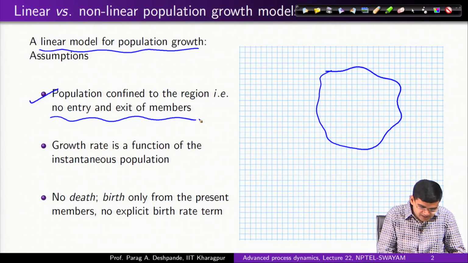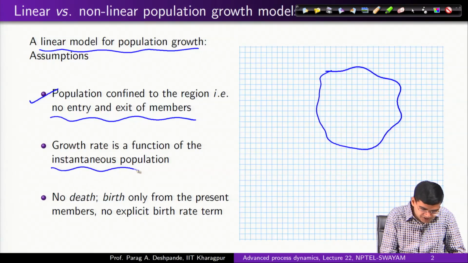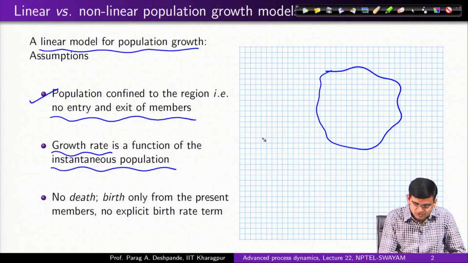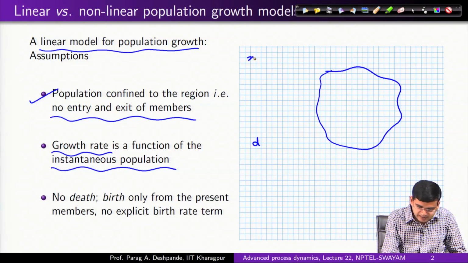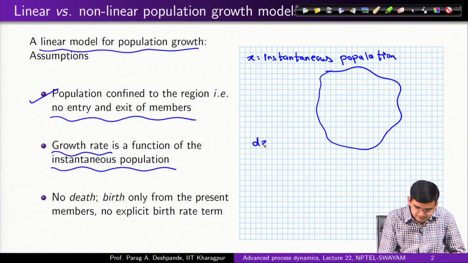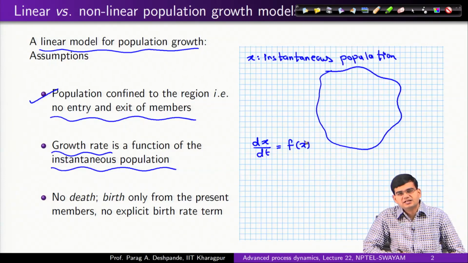Fine. Growth rate is a function of instantaneous population. This is important. Let us say x is my instantaneous population at any point of time t. So, dx by dt is a function of x. Well, does this make sense?